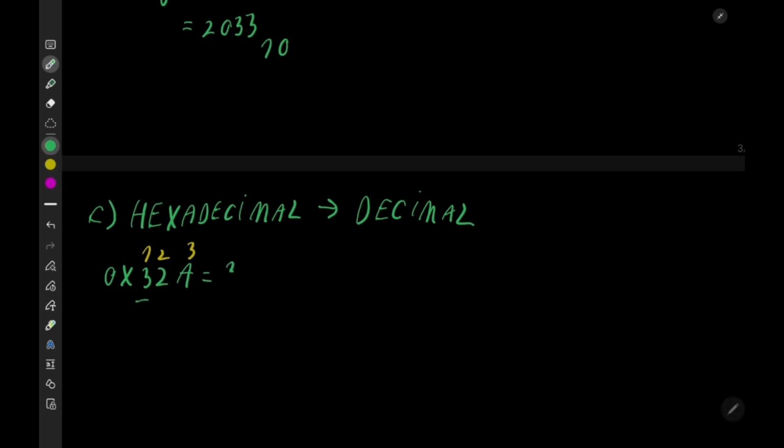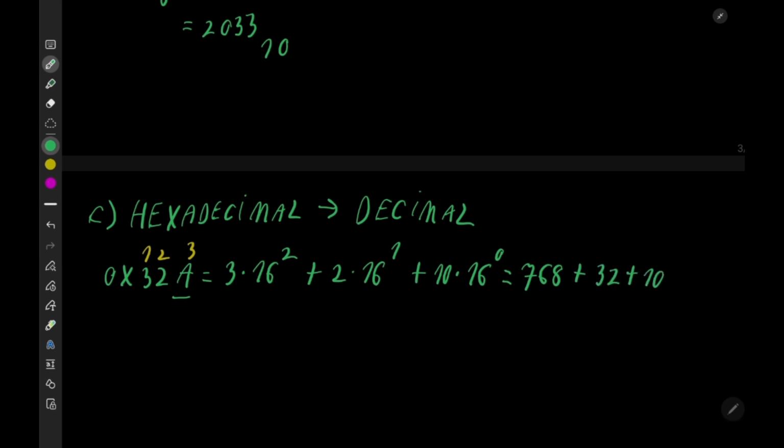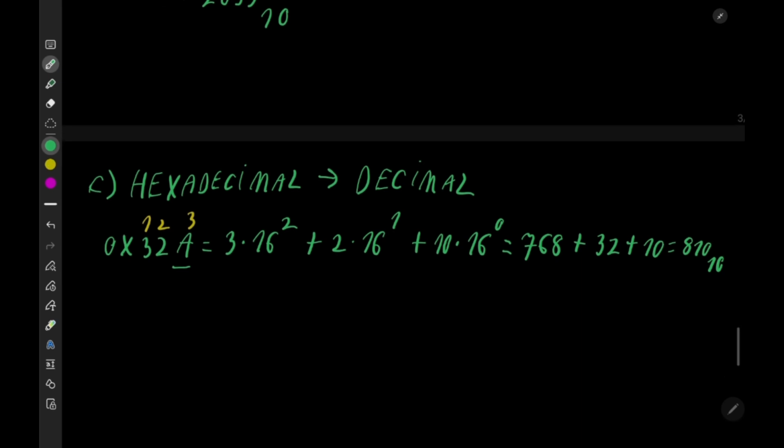So we take 3 firstly. It's going to be 3 times 16 at the power of n minus 1, so 2. Then our second term is going to be 2 times 16 at the power of 1. And our third term is going to be a. We know a is 10, so we're going to write it as 10 times 16 at the power of 0. Which is going to be equal to 768 plus 32 plus 10. Which is going to be equal in decimal to 1, 10, 10. You see? Pretty easy.